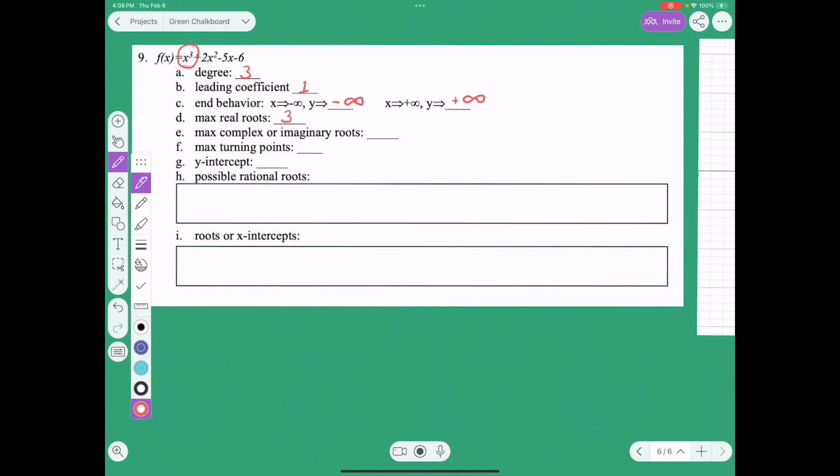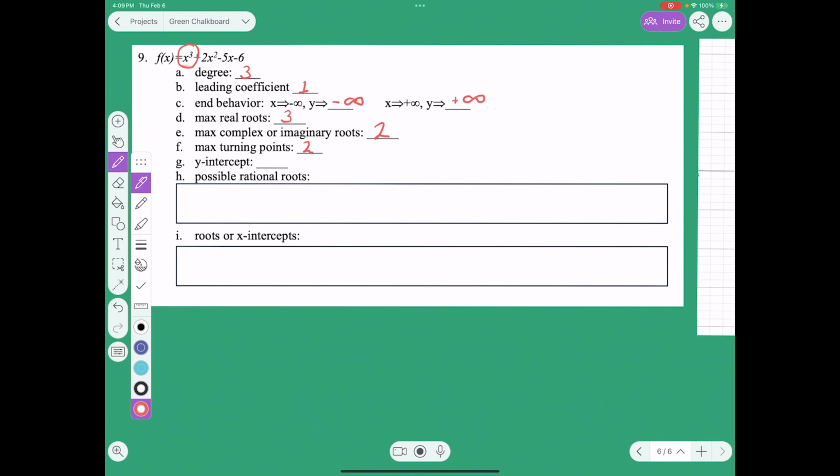The maximum complex or imaginary roots, I'm using these terms probably a little too much interchangeably. Again, complex is when you have a real part and an imaginary part. So here our max would be 2. Again, because they come in pairs, you could only have 2. 4 would give you 1 more than your maximum number of answers. Turning points, the max turning points is 2. Again, that's always the degree minus 1.